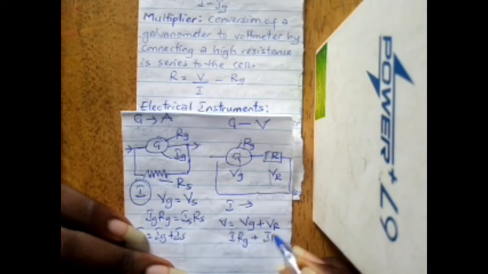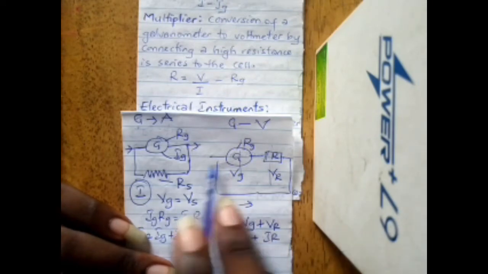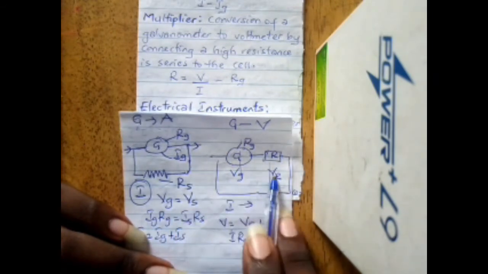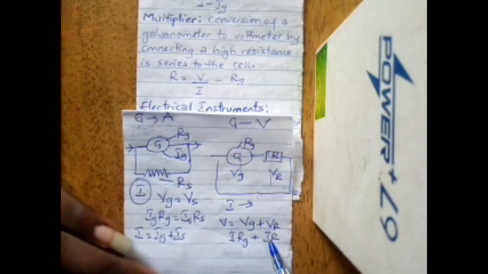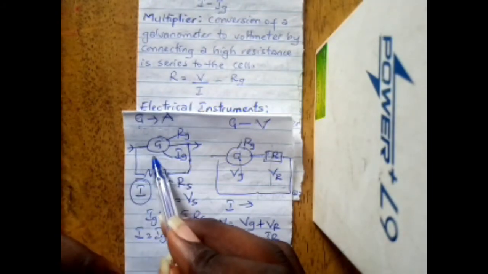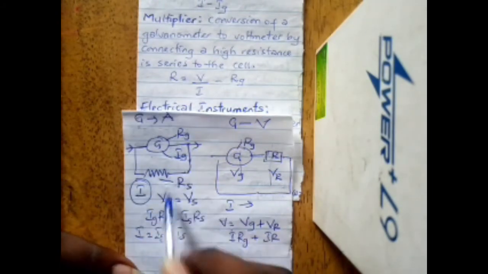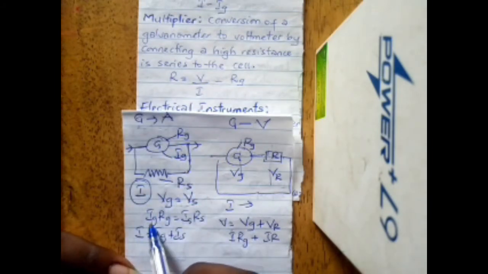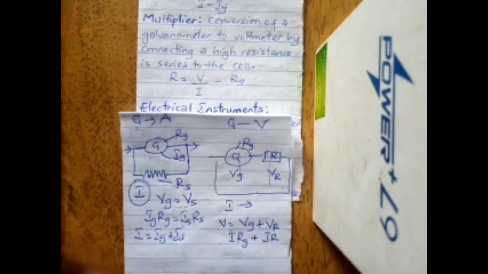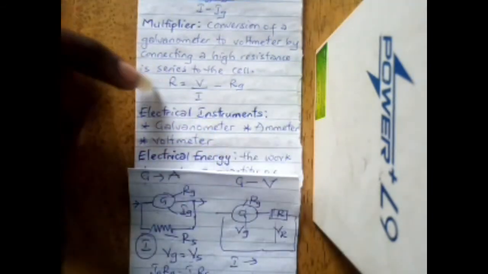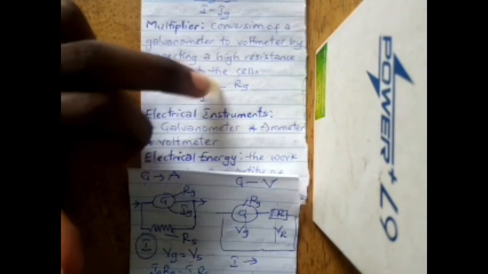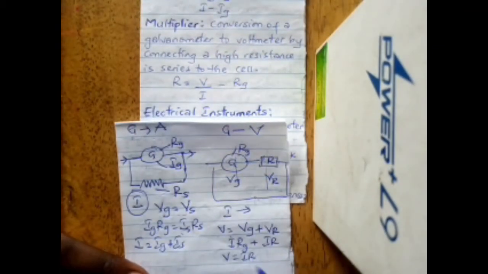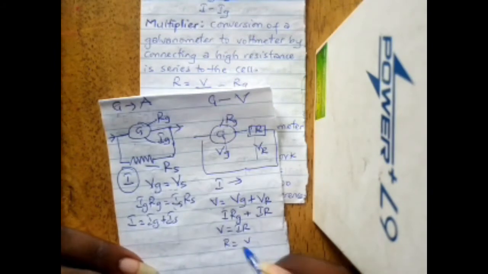So that gives us IRG plus IR. Now, if you recall that when you have series connection, you have the same current flowing and different voltages. That's why we have I, which is the same. But for parallel connection, you have the same voltage, but you have different currents flowing through. So this gives us the resistance, which is V over I minus RG. And recall that this is equal to IR. So R will be equal to V over I.